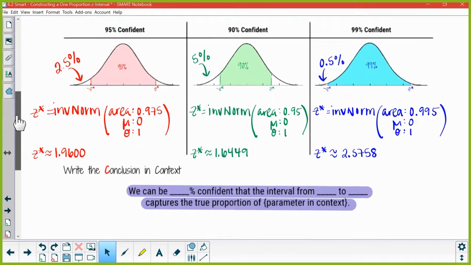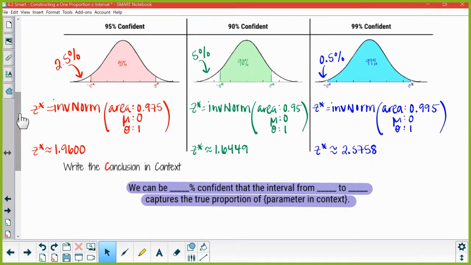Okay, next thing we're going to do is write the conclusion in context. It's going to be exactly what we did in 6.1. We can be blank percent confident that the interval from blank to blank captures the true proportion of whatever we are talking about.